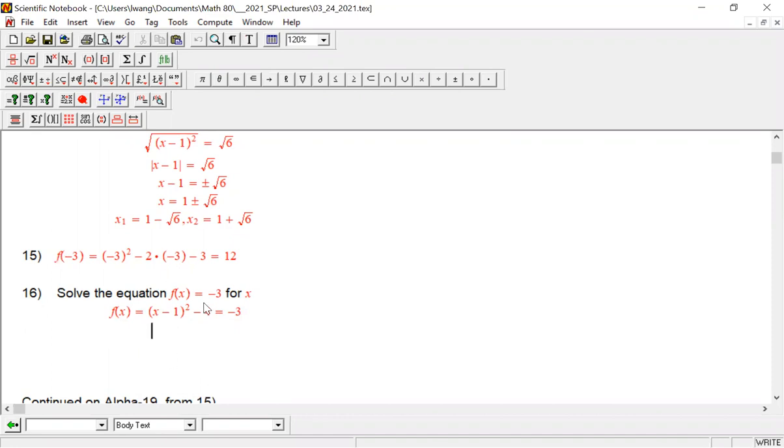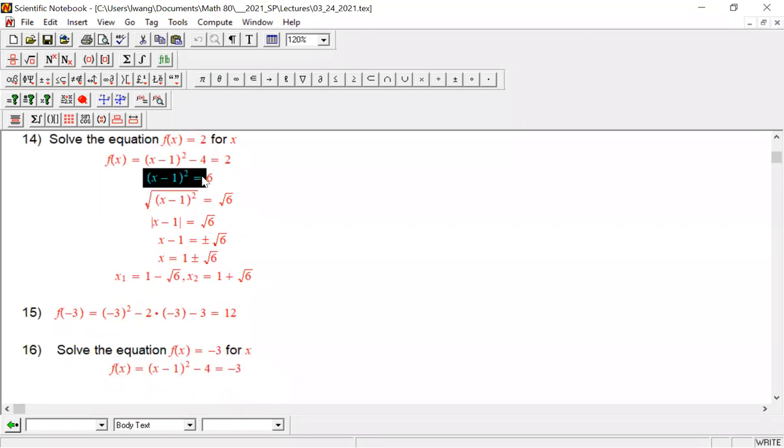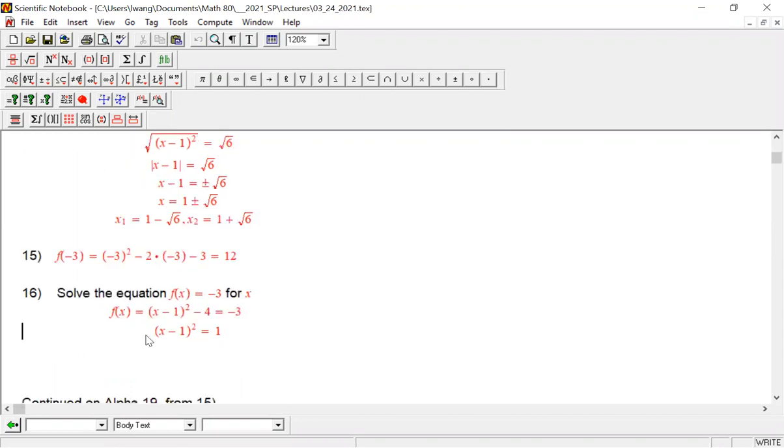So we still add 4 on both sides. So we're going to get x squared, and this time we have equals to 1. That's nice. We usually like to have some nice, neat numbers, but if we don't get those, we can still deal with them, right? So we take square root on both sides. The square root of 1, of course, is still 1.